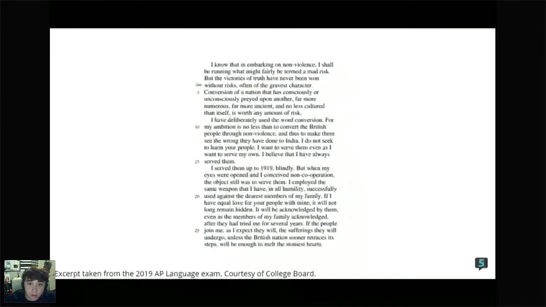Shortly before the Salt March, Gandhi had written to Viceroy Lord Irwin, the representative of the British Crown in India. The passage below is the conclusion of that letter. Read the passage carefully. Then, in a well written essay, analyze the rhetorical choices Gandhi makes to present his case to Lord Irwin. Now, this is not the entire essay. This is just 3 paragraphs. So, obviously, some of those rhetorical choices are not going to be very apparent.